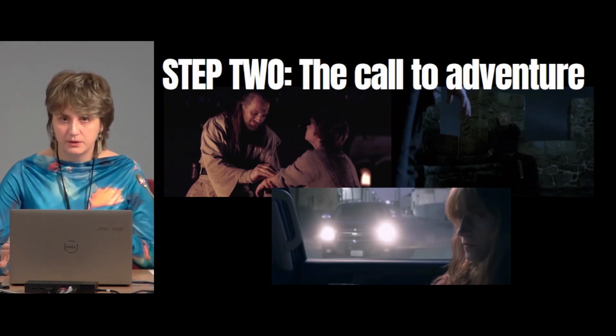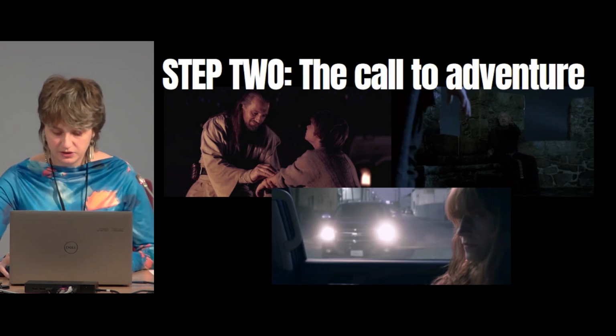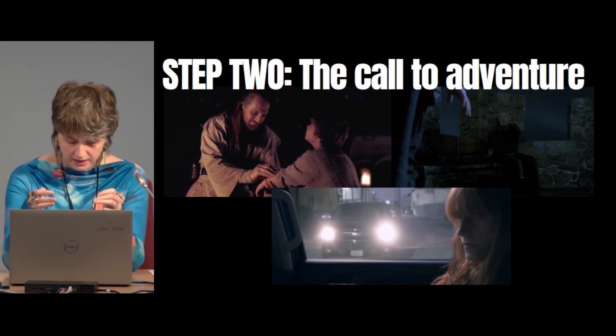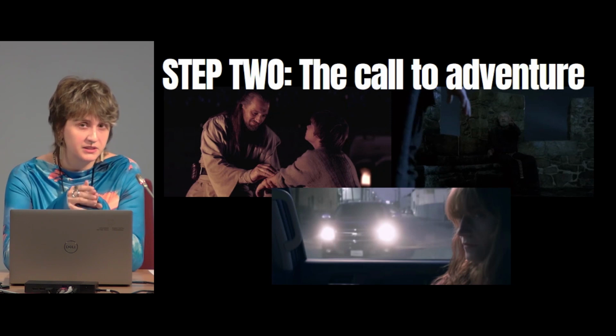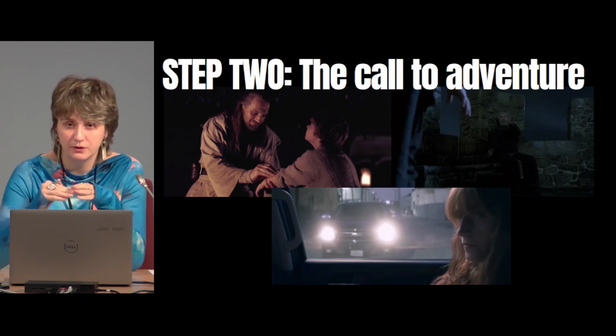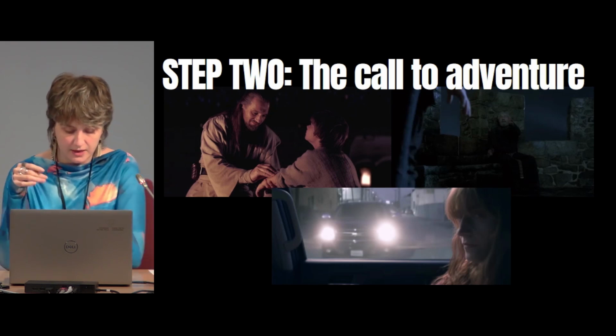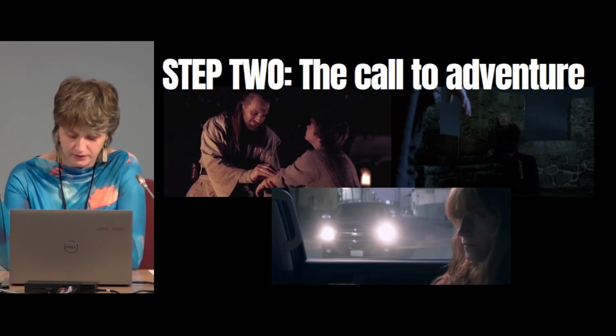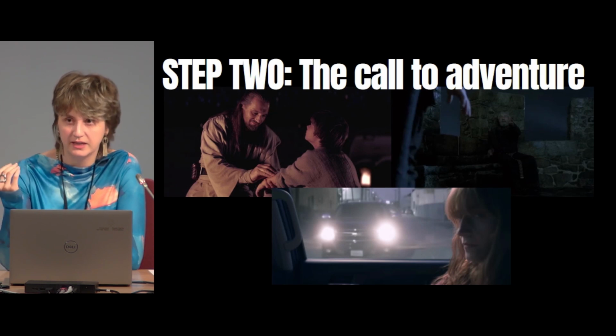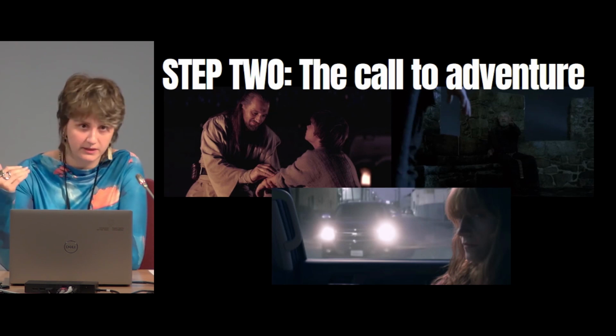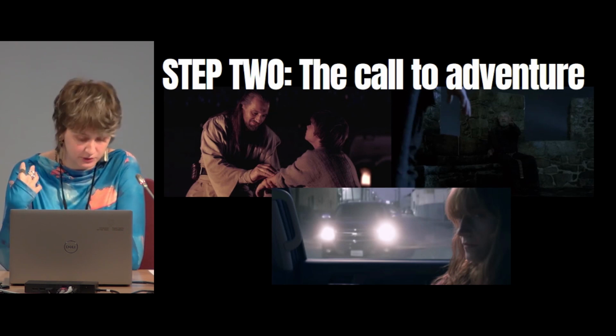So step 2, the call to adventure. The hero is presented with a problem or a challenge or an adventure to undertake. From this moment, the hero will no longer be able to remain indefinitely in the ordinary world. When Jedi Qui-Gon Jinn and Obi-Wan Kenobi find Anakin, they realize he has a very high midi-chlorian rate, meaning that he's very strong with the Force.